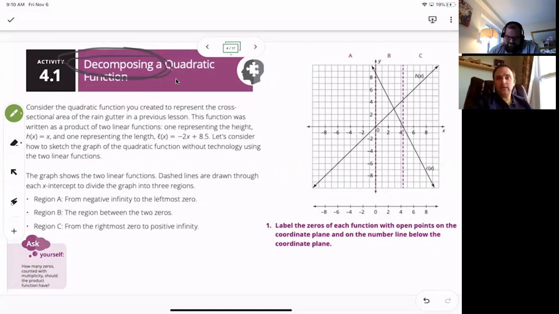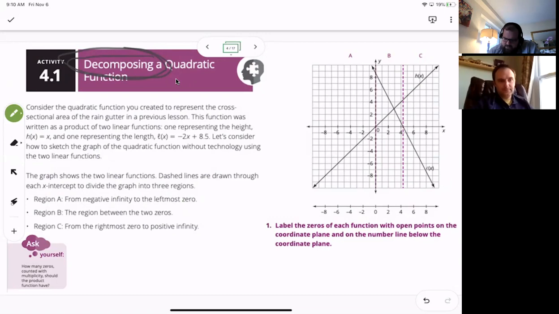So we have y equals x, or h of x equals x, which they labeled for us, and then negative 2x plus 8.5, which is L of x, which they also labeled for us. That's weird that they chose that and made it cursive for the L. Yeah, because it's the length. But I agree. All right.